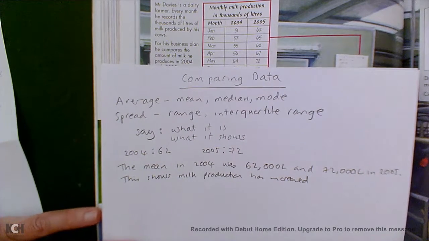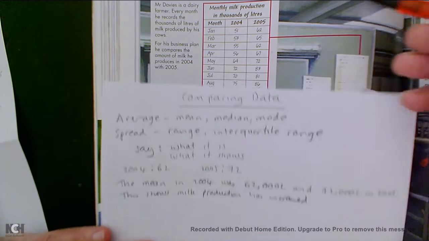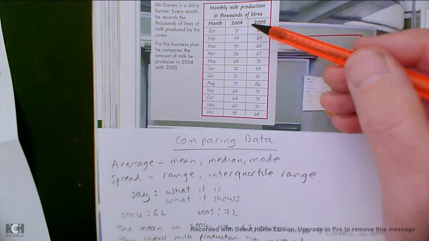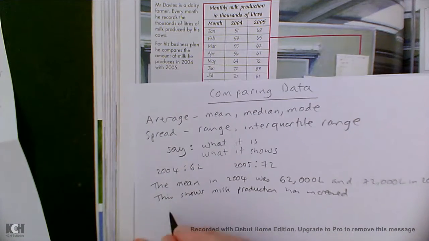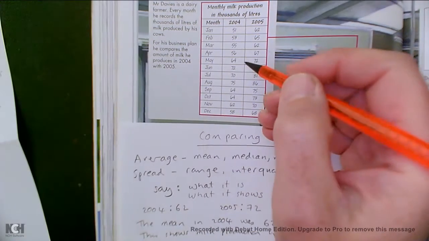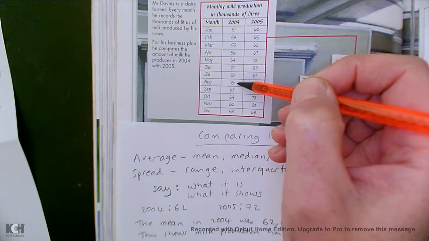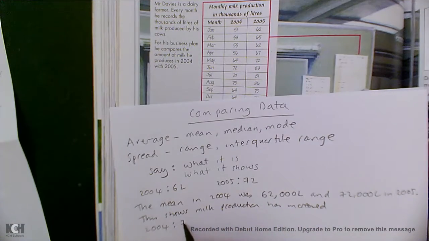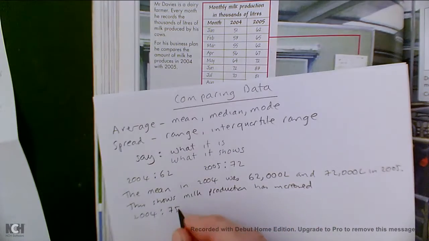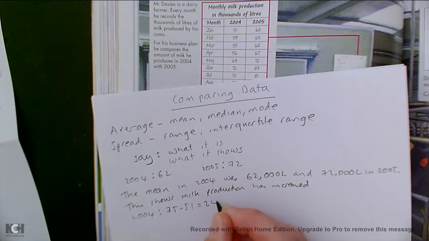The second thing I'm going to look at is a measure of spread, the spread of the data. So I could look at range or interquartile range. With this one I'm going to look at the range. In 2004, the biggest number I can see here is 75 and the smallest number is 51. So if I subtract these, I get a range of 24.